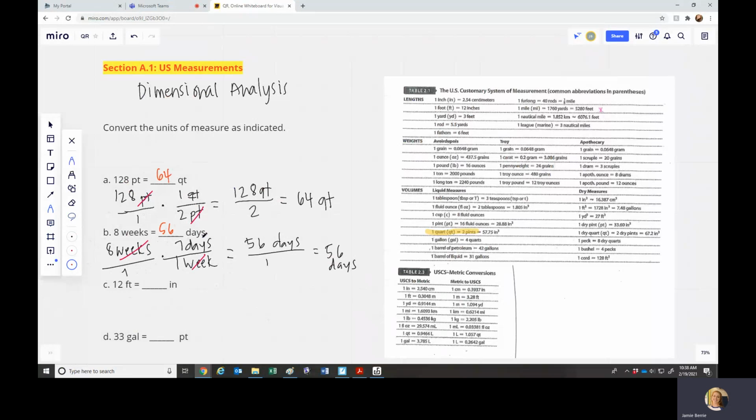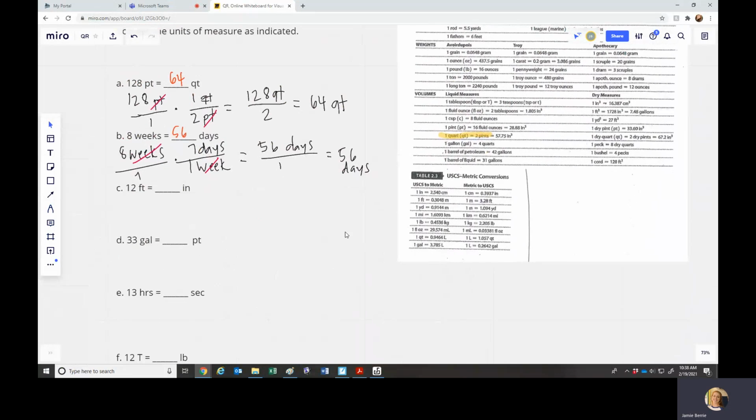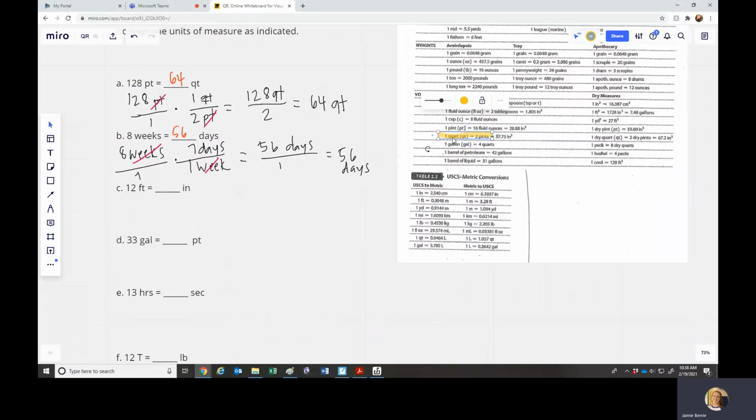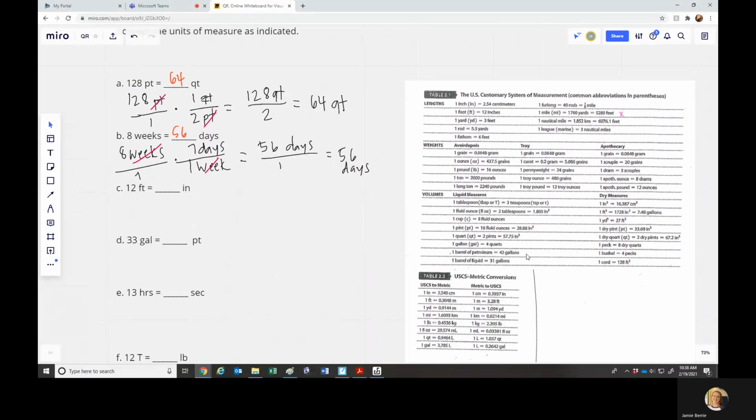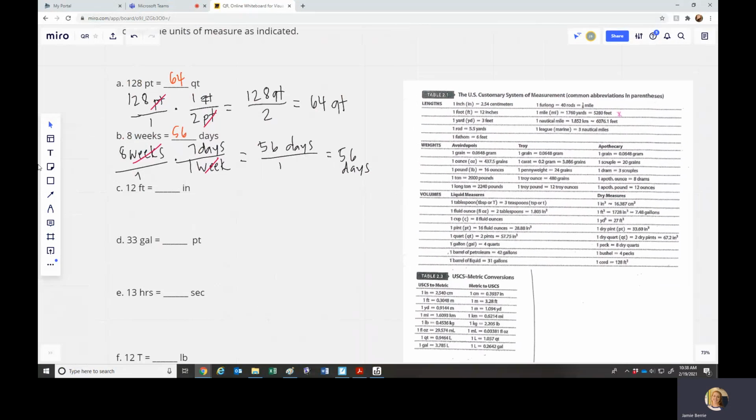Right now, let's look at part C. I'm just going to unhighlight that now that we're done with it. All right, so it says 12 feet is equal to how many inches? Again, this is units that you may be used to working with, so you might be able to do this one in your head. I'm going to just show you the process of dimensional analysis just so we can practice.